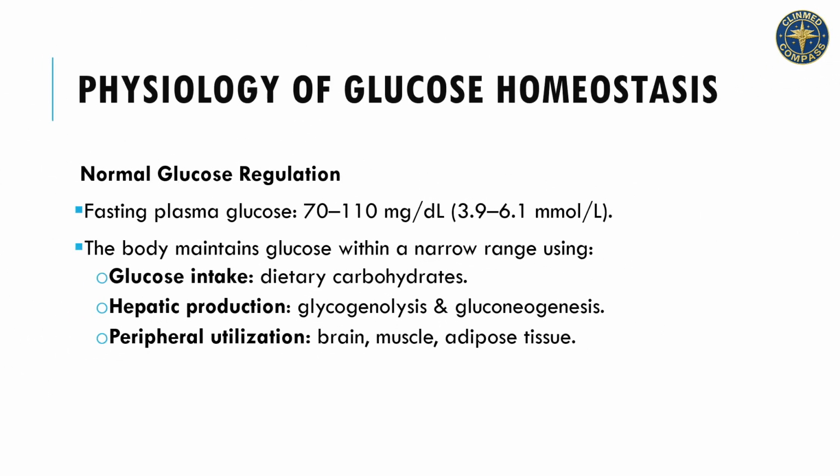To understand hypoglycemia, we must first revisit normal glucose homeostasis. Under physiological conditions, fasting plasma glucose is maintained within a narrow range, typically 70 to 110 milligrams per deciliter. The body achieves this balance through three key processes. 1. Glucose intake, primarily from dietary carbohydrates. 2. Hepatic glucose production through glycogenolysis and gluconeogenesis. 3. Peripheral glucose utilization by tissues such as brain, skeletal muscle, and adipose tissue. Disruption of any of these processes can predispose an individual to hypoglycemia.